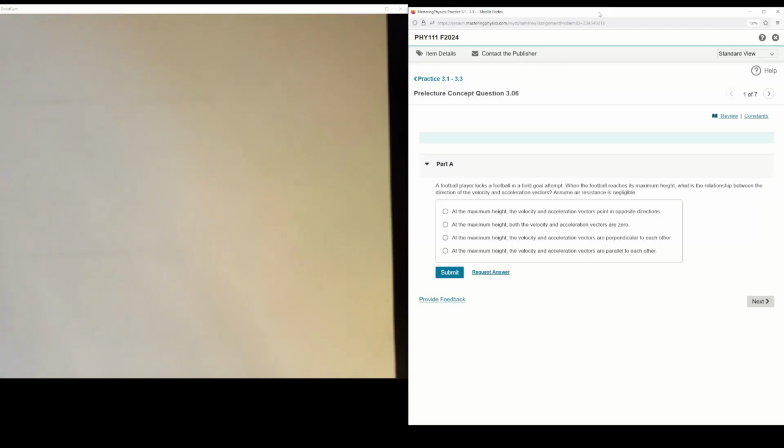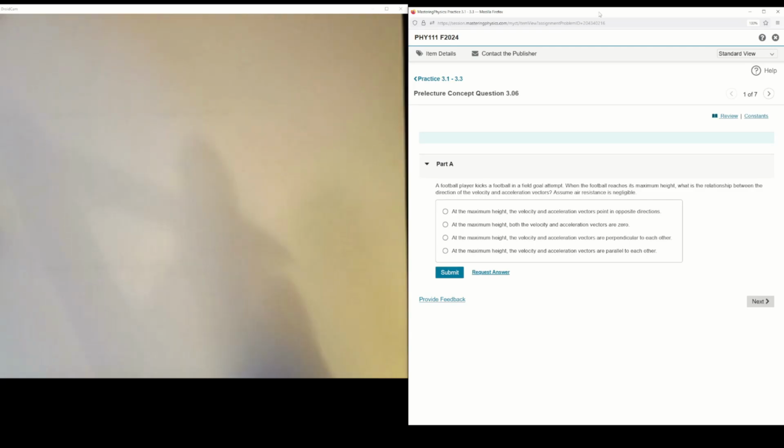All right, so let's check out the practice problems. Looking at the first one, a football player kicks a football in a field goal attempt. When the football reaches its maximum height, what is the relationship between the direction of the velocity and acceleration vectors? And as always, we'll just assume there's no resistance.